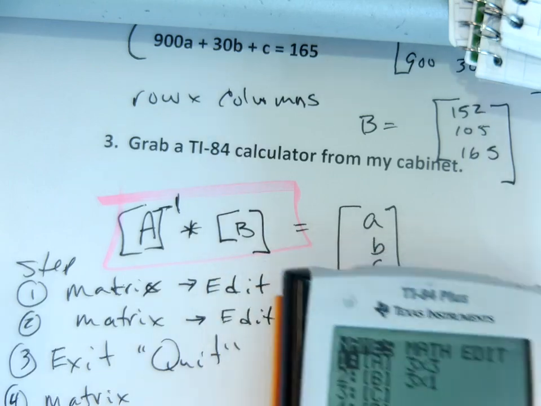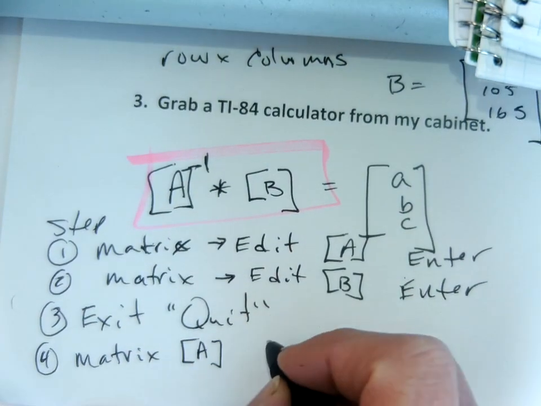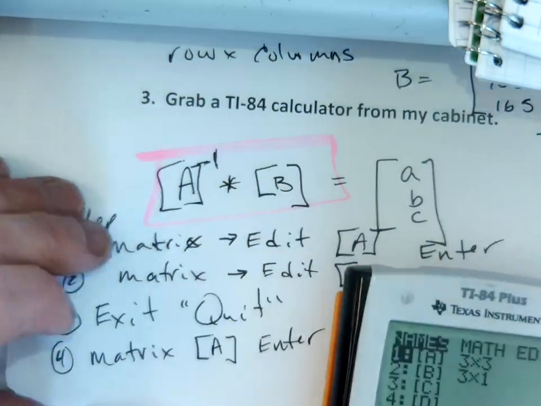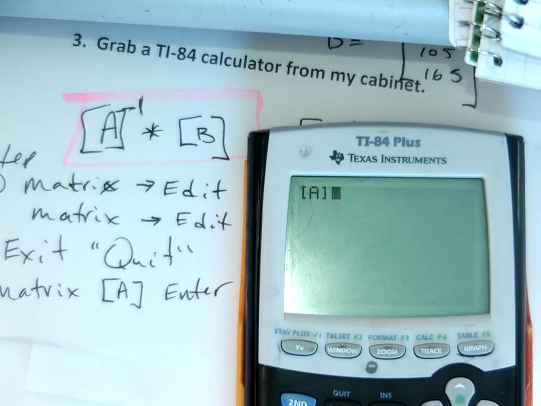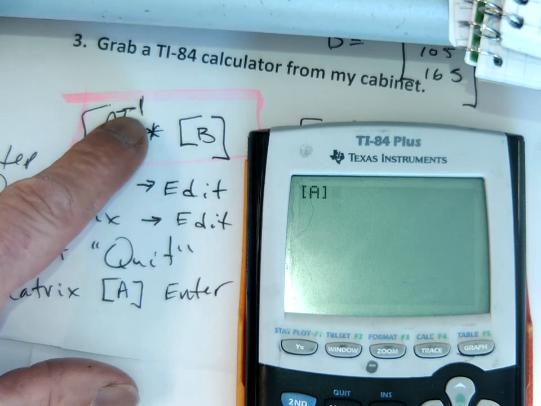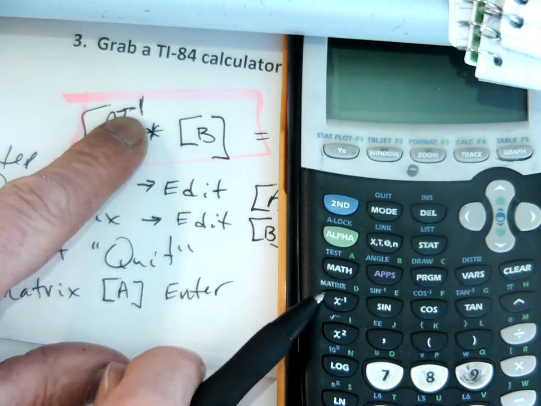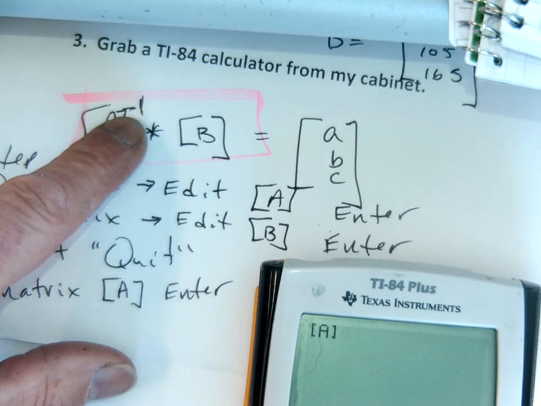So I'm going to push matrix. It's on A, and then I'm going to push enter so that A pops up on my screen. So watch. As soon as I push enter, boom. There it is. There's A. However, I want this little -1 symbol. The little -1 symbol is right by the matrix, isn't it? It's right there. There's your -1. That's your inverse.